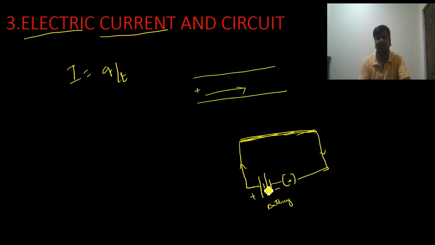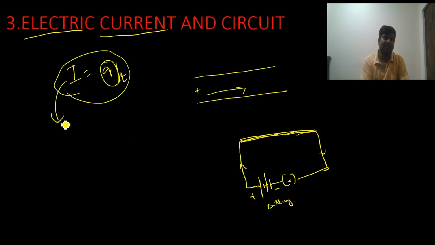Next topic. Here you can see current is passing through it. If the current is passing inside the wire, I equals Q by T. What is I? The current flowing inside the wire. Q is nothing but charge. What is the SI unit of current? Ampere. The SI unit of charge is coulomb.